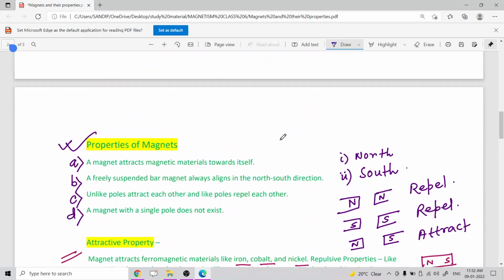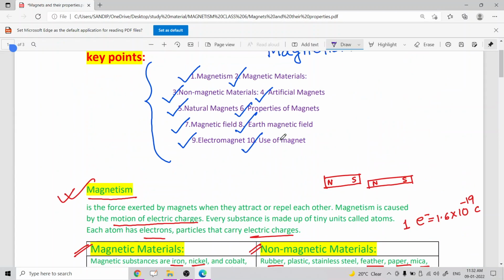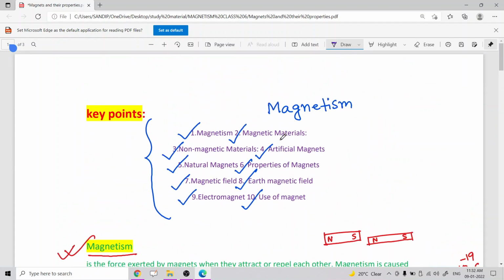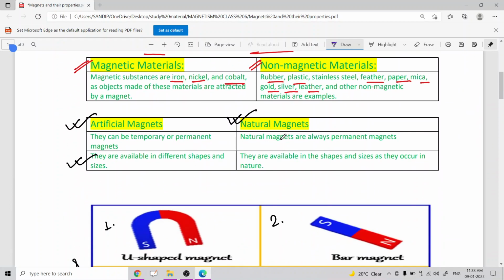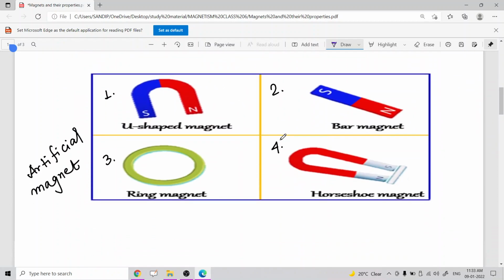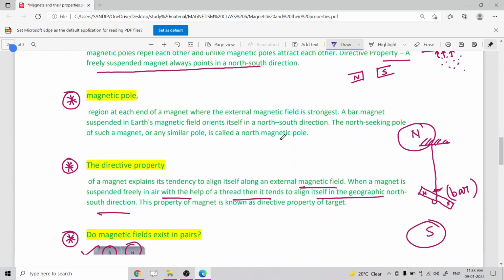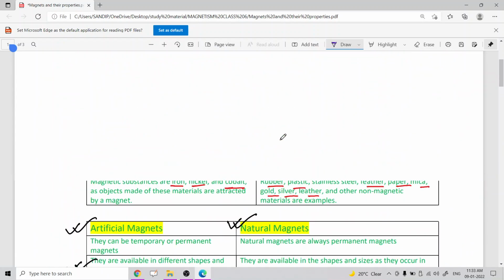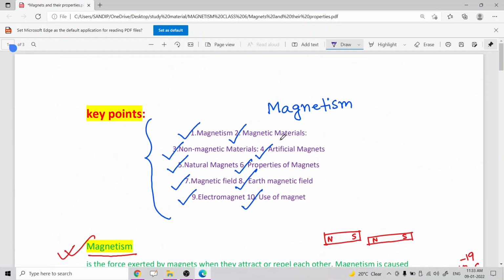Here we just discussed artificial magnets, magnetic material, non-magnetic material, and also natural magnets, some different types of magnets and magnetic property. In the next class we will discuss magnetic field. So this part is already completed. In the next class we will discuss magnetic field and different types of magnetic field.